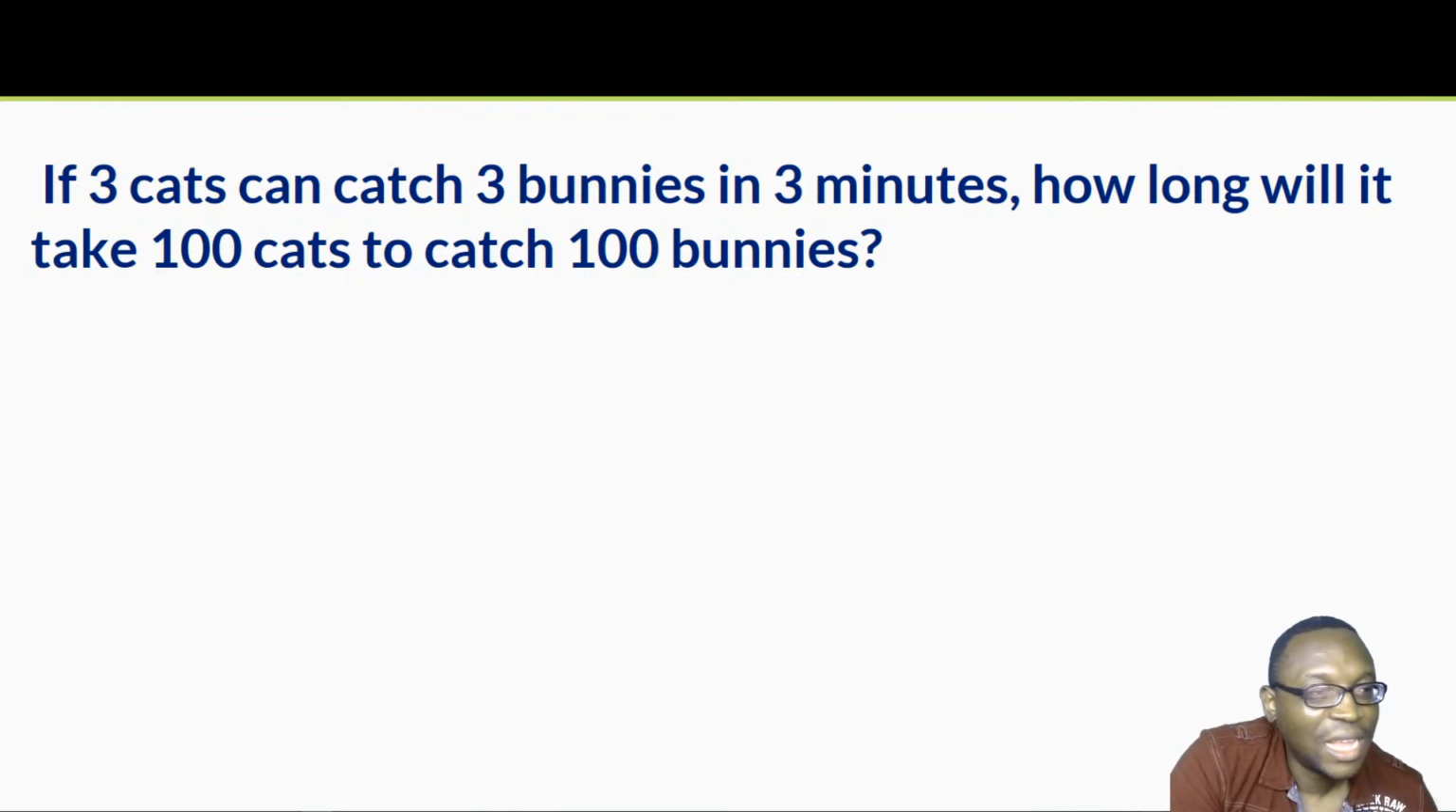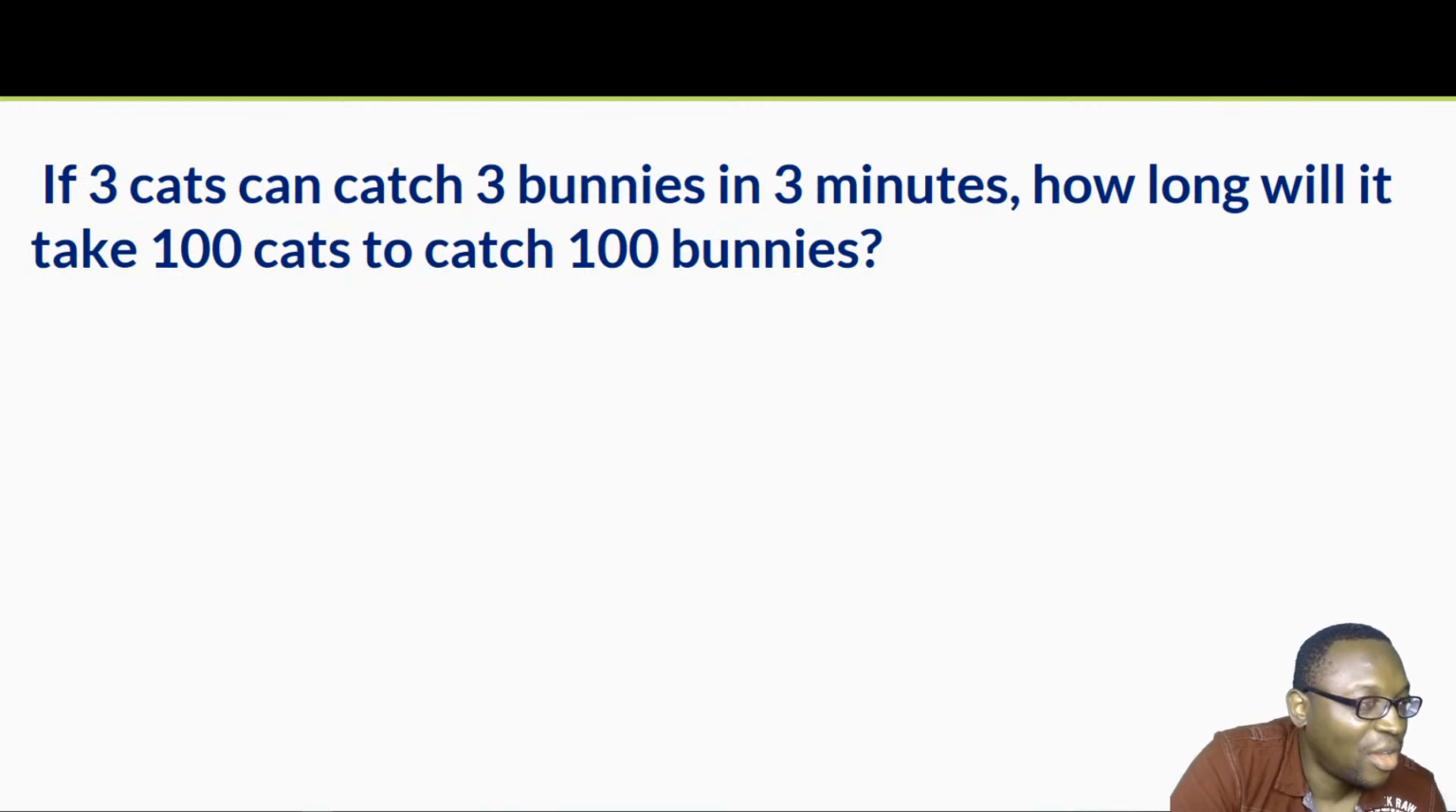So we have 3 cats can catch 3 bunnies in 3 minutes. How long will it take 100 cats to catch 100 bunnies? Anyone have an idea? There's really no math to it, but I'm sure some of us are probably doing some math, and it's probably going to get complicated if you do the math. But think about it this way. If 3 cats can catch 3 bunnies in 3 minutes, how long will it take 1 cat to catch 1 bunny?